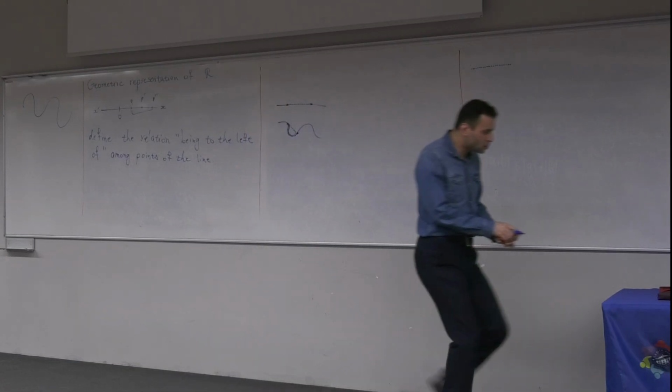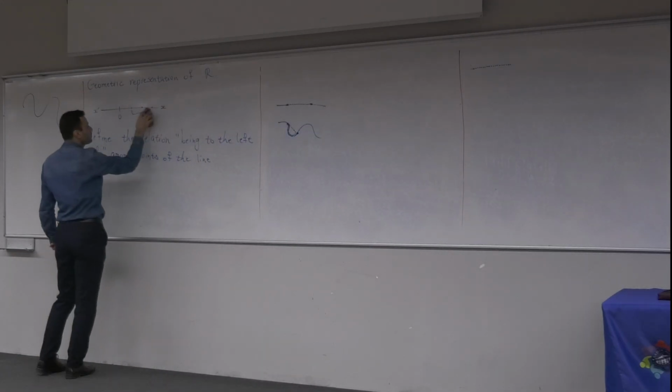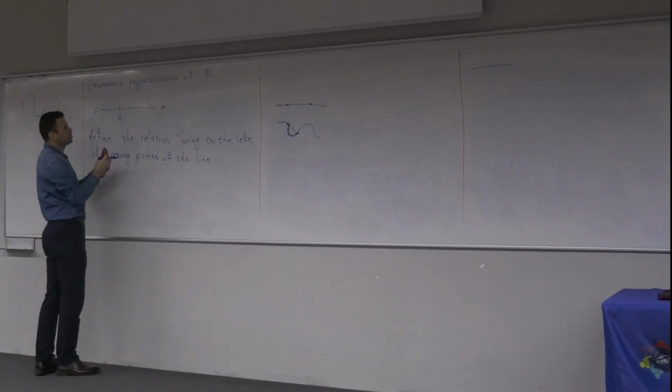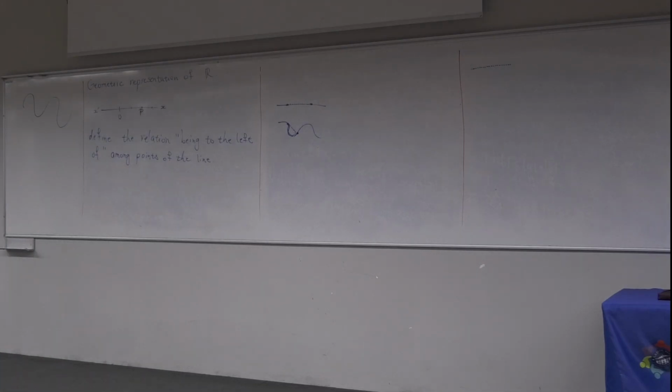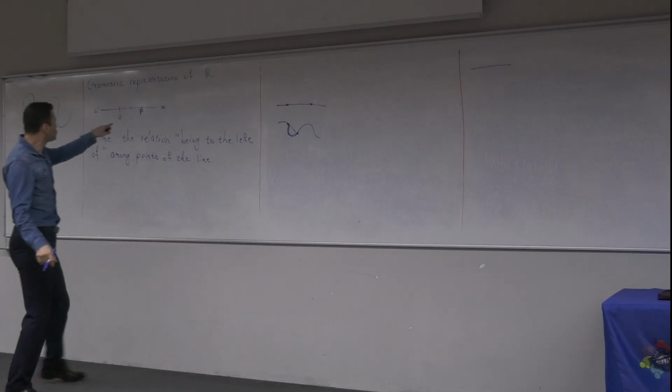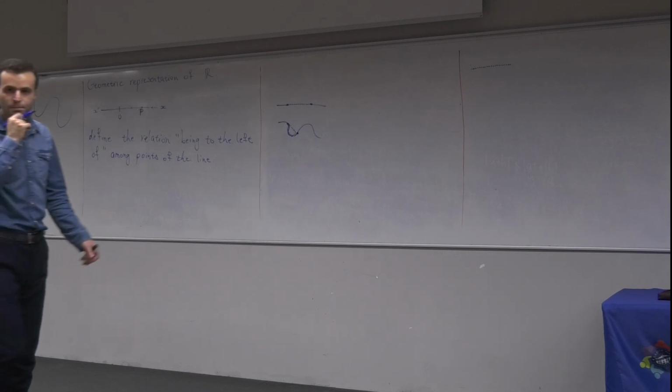Now, let me ask you this question. If I pick a point here, for instance P, what kind of unique real number can I assign to this point P? If you were going to say that I'm going to assign this real number to this point P, what is the most natural selection that comes to your mind?